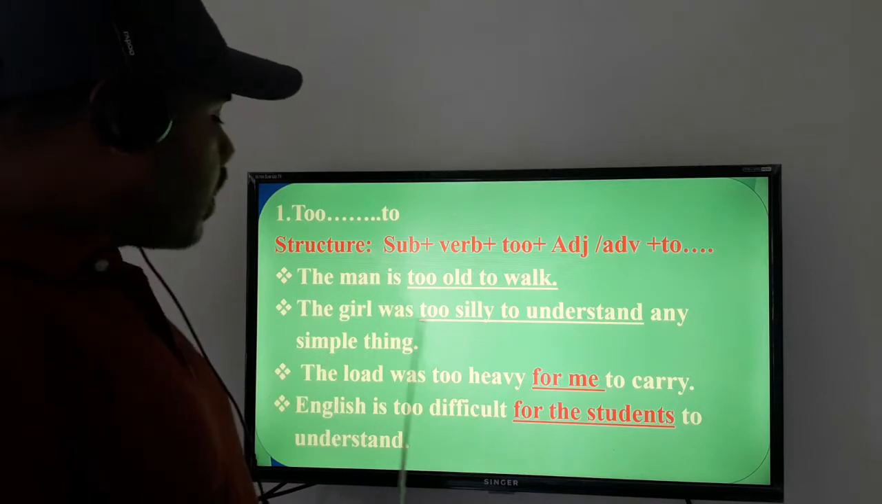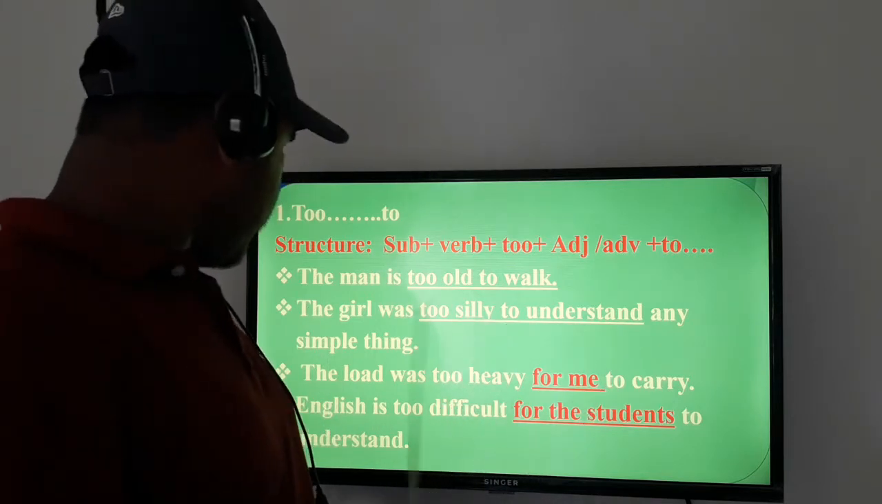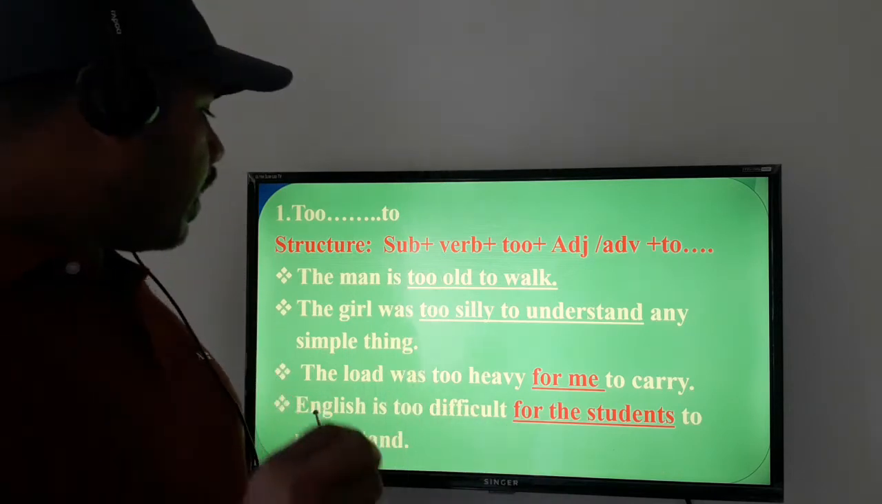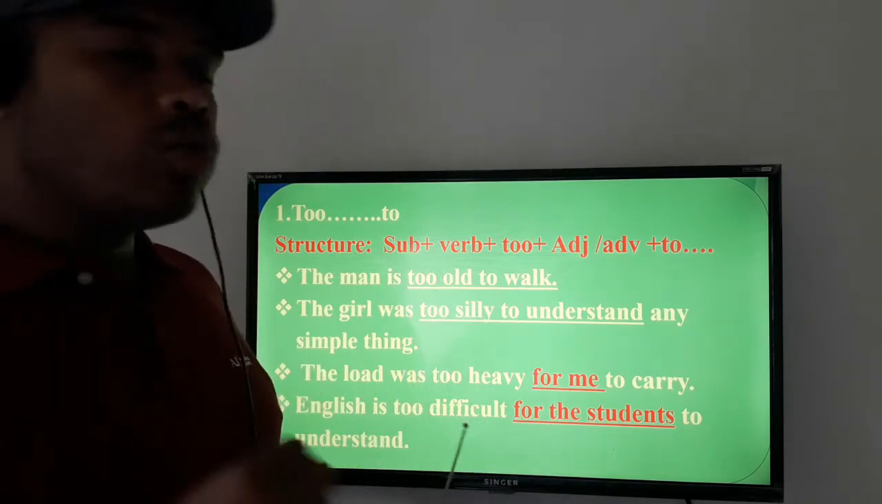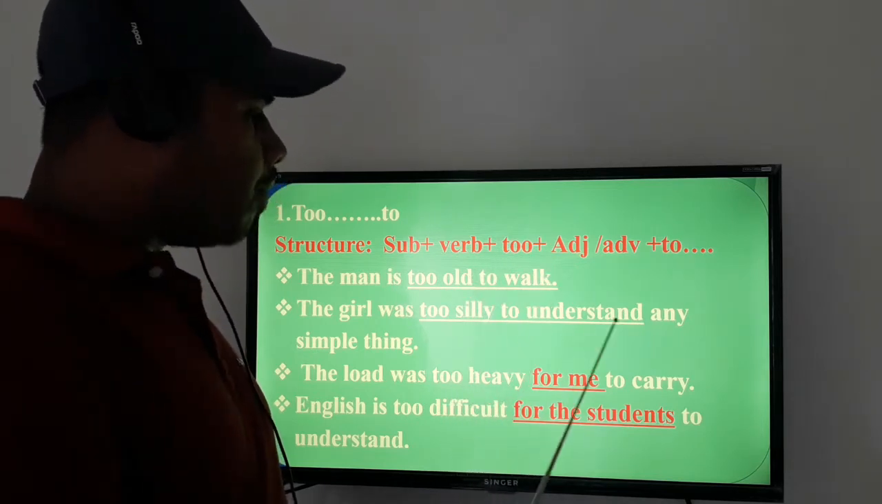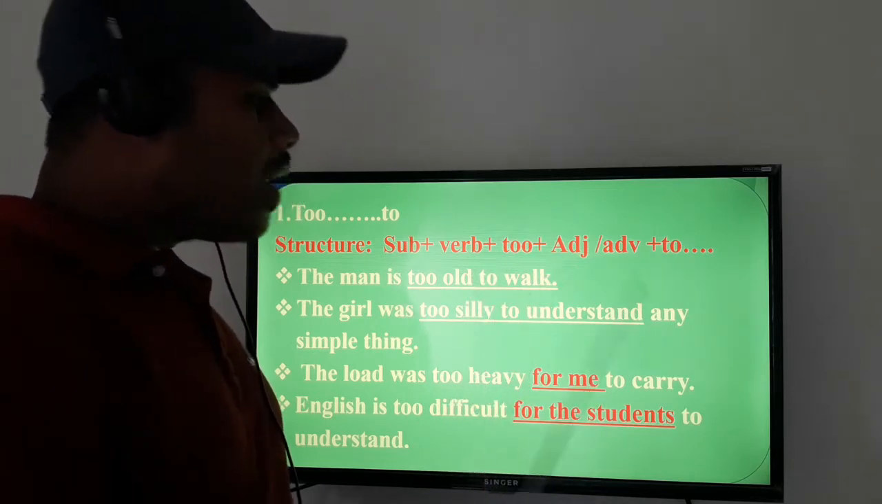And then, the girl was too silly to understand any simple thing. The girl was too silly to understand. That is too silly for what? To understand. And if there is to, then you have to take the base form of the verb. That is to work or to understand.